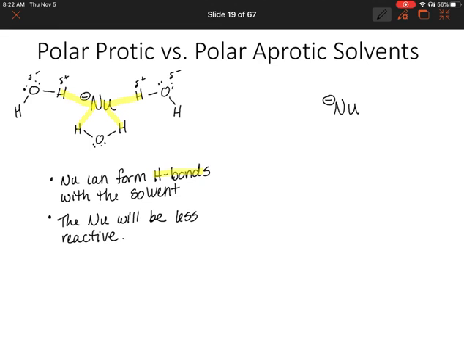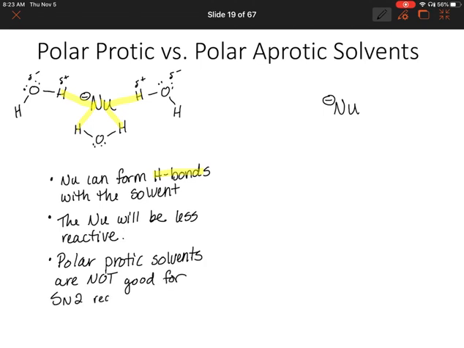So what that tells us is that polar protic solvents are not good for SN2 reactions, because remember, SN2 reactions do depend on the nucleophile, because everything happens in one step. The nucleophile attacks as the leaving group leaves. So polar protic solvents are not good for SN2 reactions, which depend on the concentration of the nucleophile.